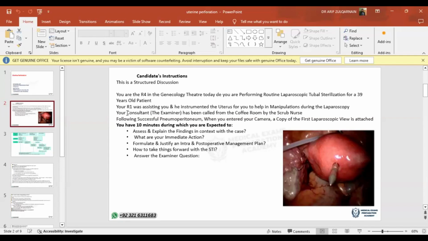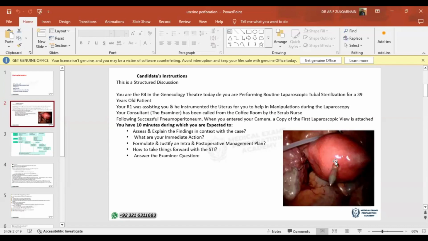Following the successful pneumoperitoneum, when you entered your camera, a copy of the first laparoscopic view is attached. So this is the laparoscopic view. This is the uterus, and this trocar is coming out through the uterus. Your first year resident has used the trocar for manipulating the uterus, for elevating the uterus. So he has perforated the fundus of the uterus with the trocar.